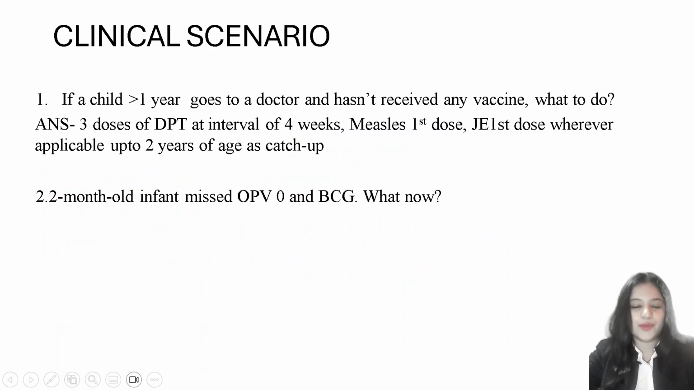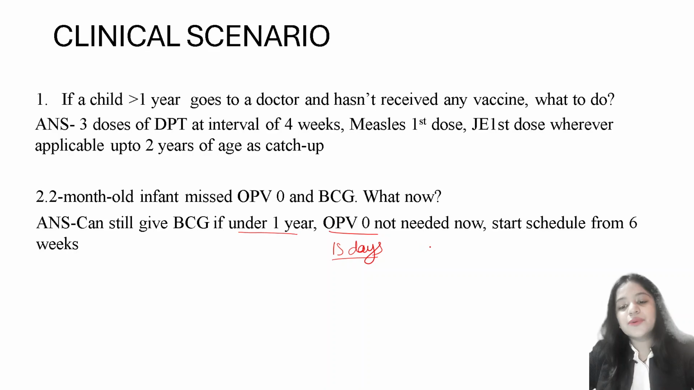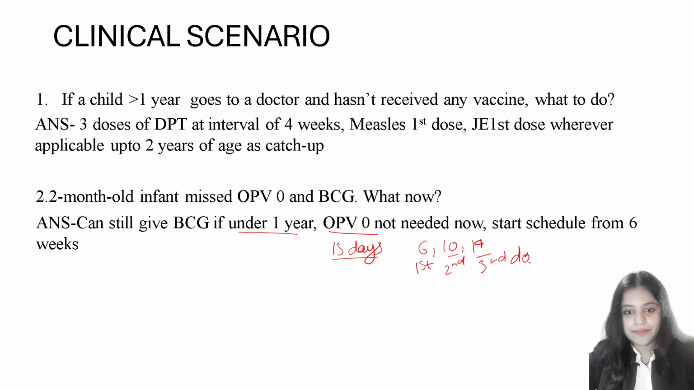Now, second scenario. If there is a 2-month-old infant who has missed OPV 0 and BCG, what now? You can still give BCG if under 1 year. OPV 0 is not needed now, start the schedule from 6 weeks. OPV 0 can only be given till 15 days. After that, if the child has passed that window, you can start at 6, 10 and 14 weeks, the first, second and third dose. And BCG you can give till 1 year of age.